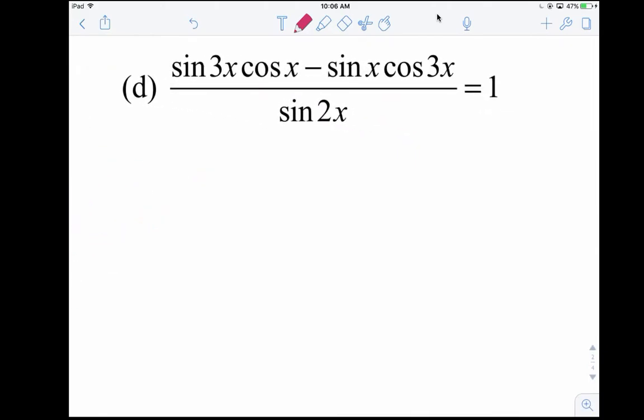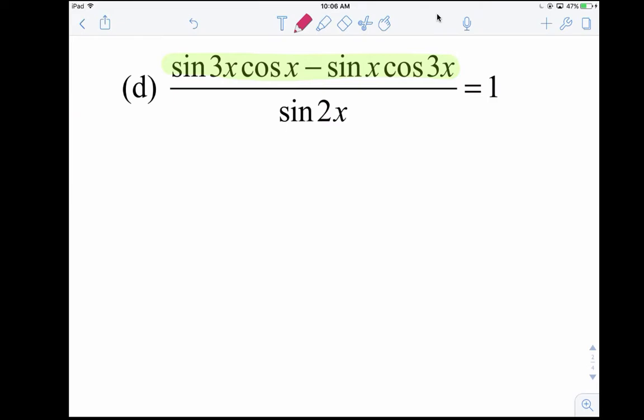Okay, now moving on to the next one, the fourth one. Obviously we want to use the left side. Now this one might look pretty difficult, but it's really not. This here is actually the expanded out version for the difference formula for sine. You have sine of the first, cosine of the second angle minus sine of the second angle, cosine of the first angle.